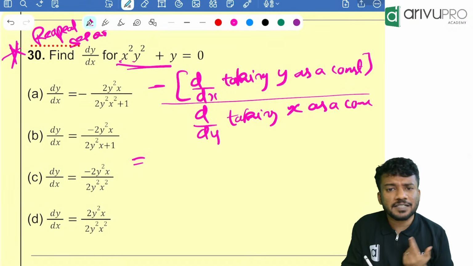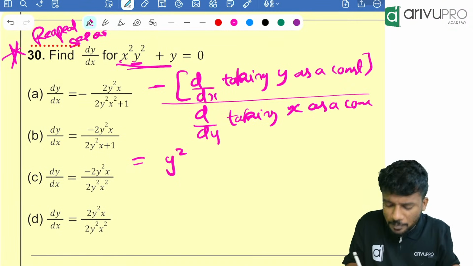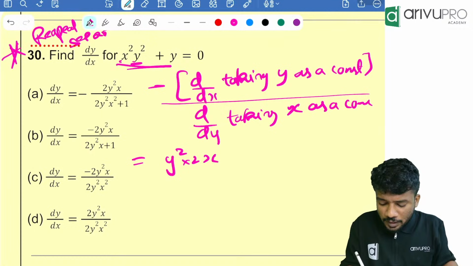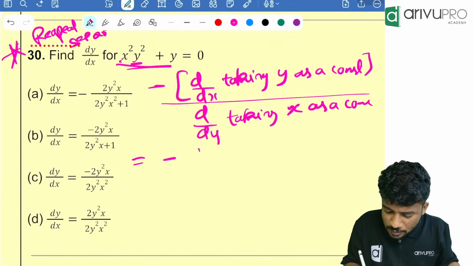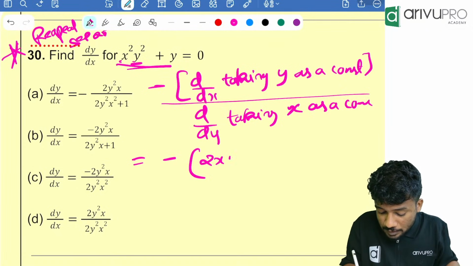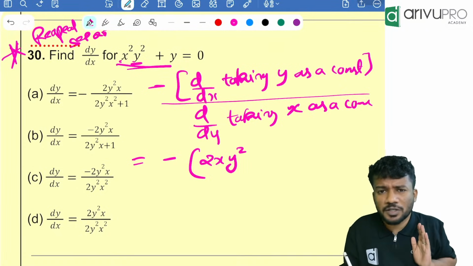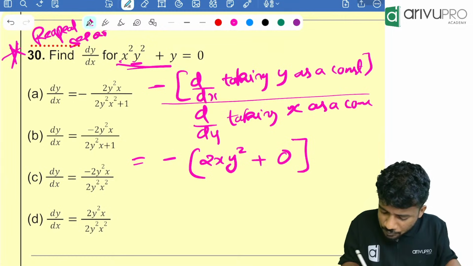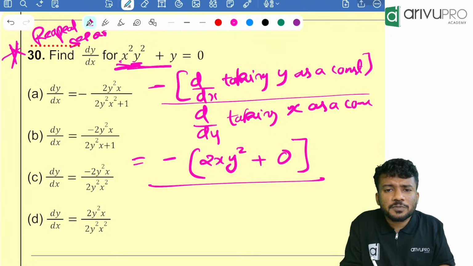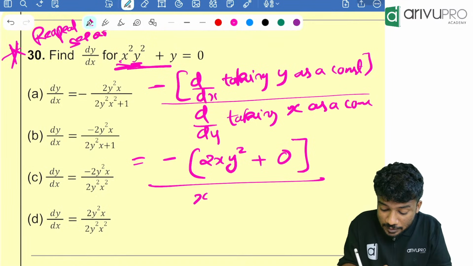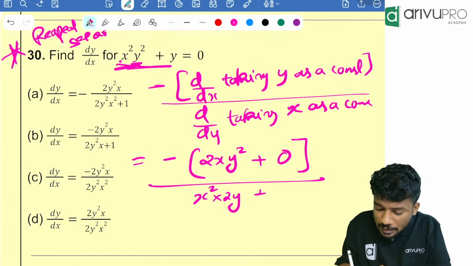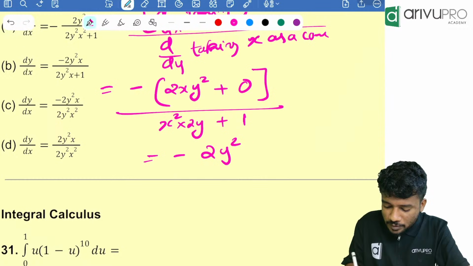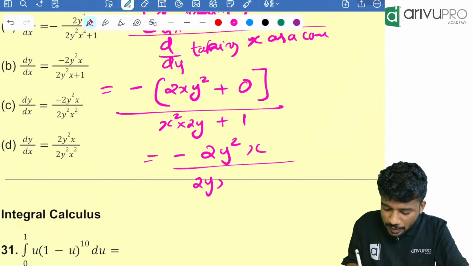Now people, the derivative of x, taking y as constant. So y square should come outside, right? Then the derivative of x square is 2x. So y square into 2x. So minus of y square into 2x, which is 2x y square, both are fine. Then plus the derivative of a constant, which is 0, divided by d by dy, with respect to y. That means x square is a constant into 2y, plus the derivative of y with respect to y, which is 1. So the answer is minus of 2y square x divided by 2y x square plus 1.